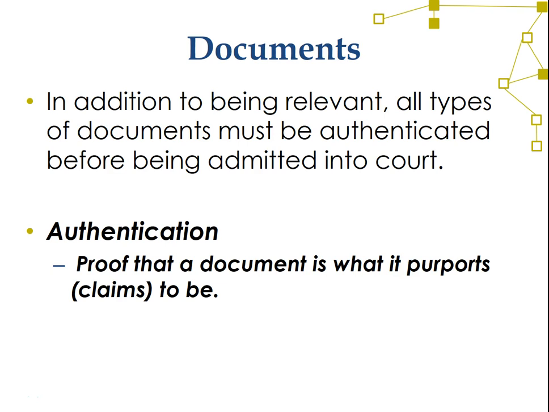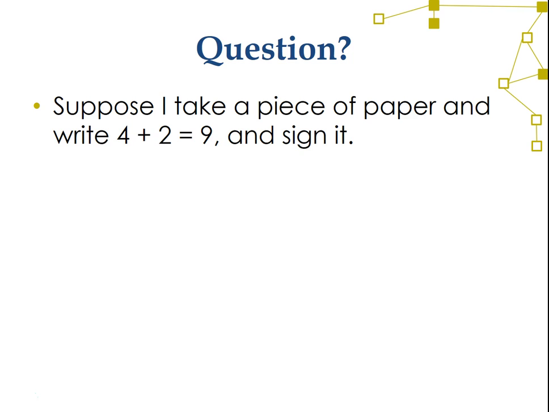And authentication means that the party who wants the document to be admitted at trial must establish that the document is in fact what it claims to be. So that's the authentication process. Now, here's a little exercise that we'll do. So for example, suppose I take a piece of paper and I write on this 4 + 2 = 9, and I sign it.